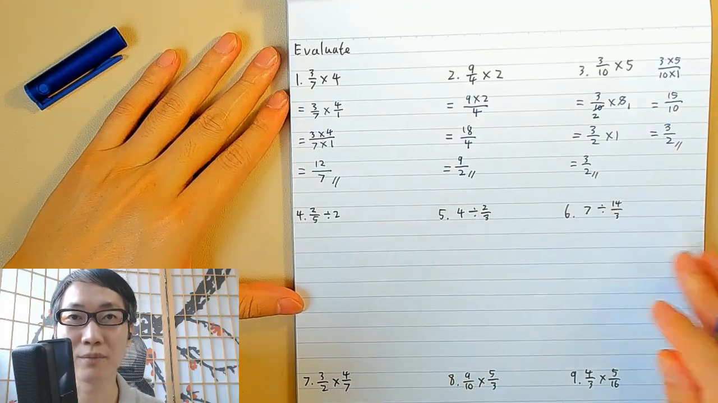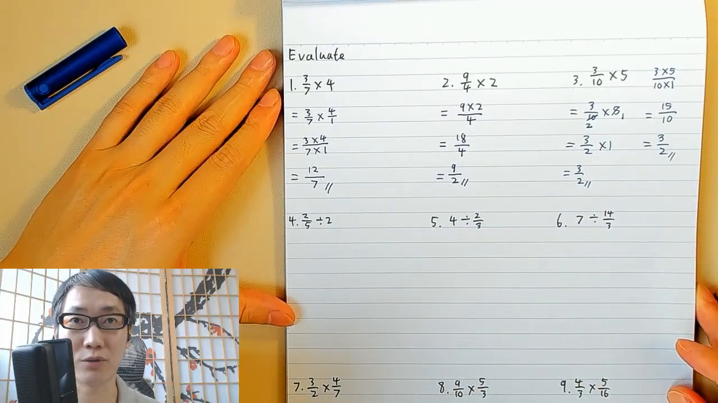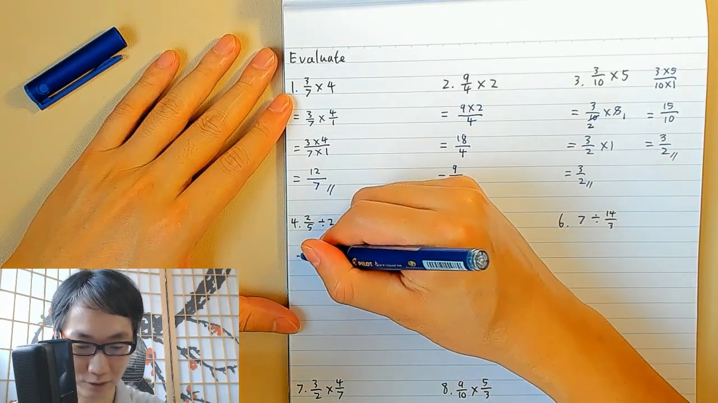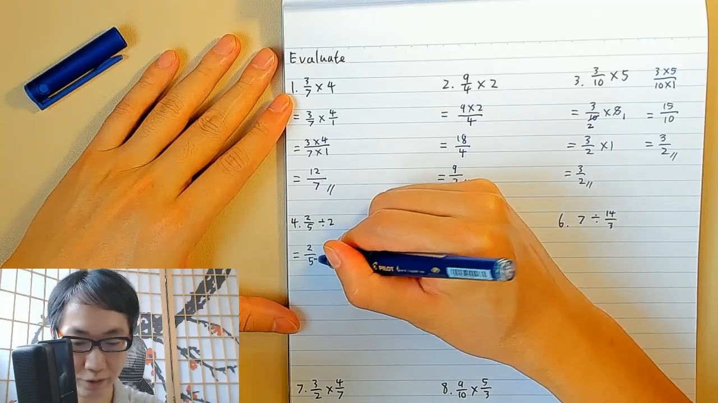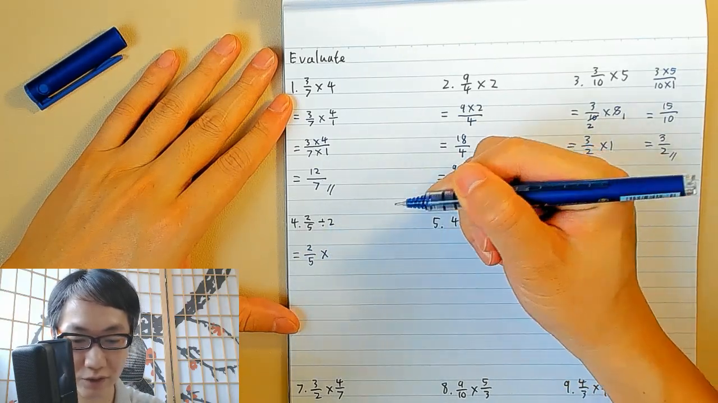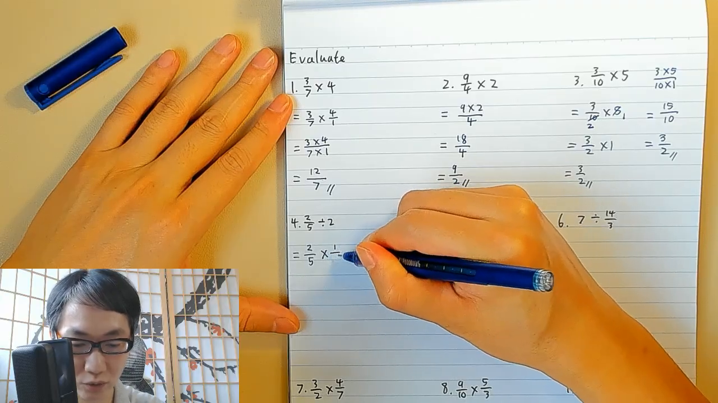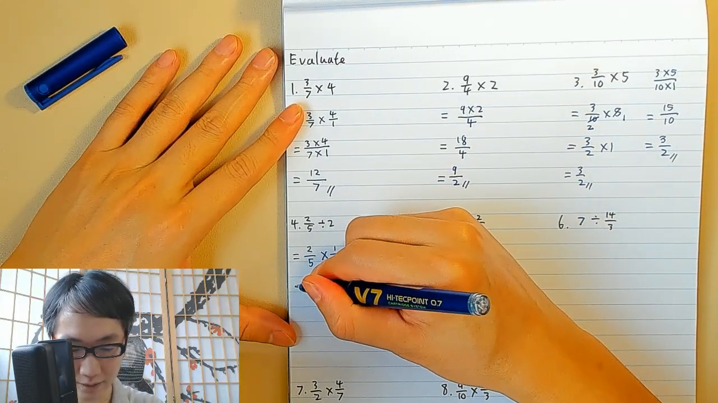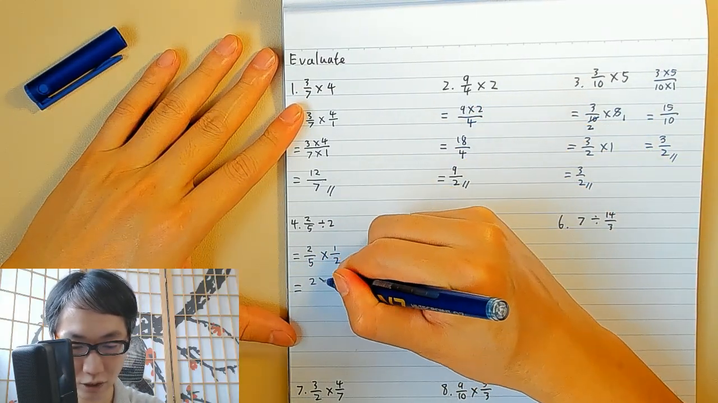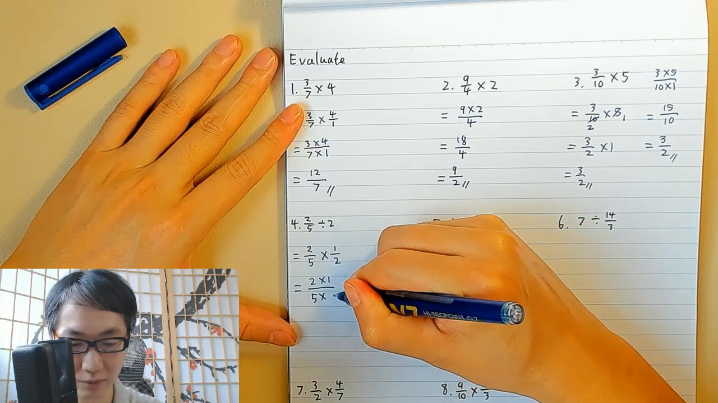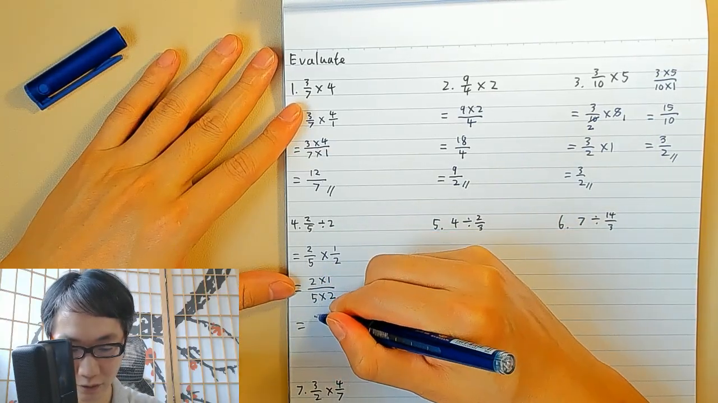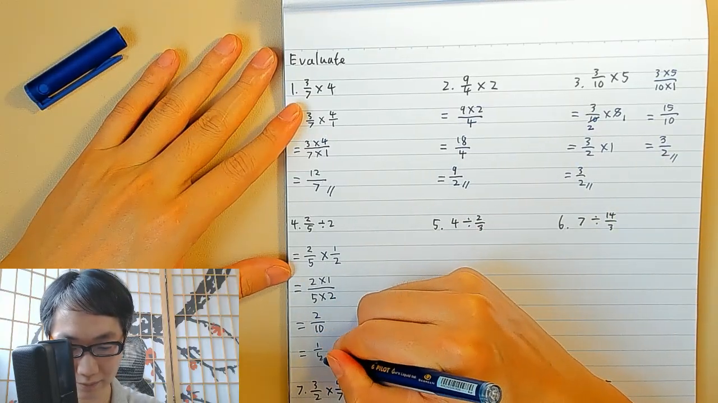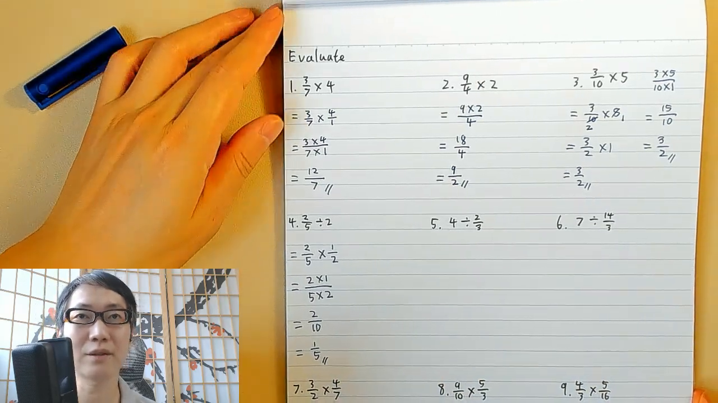Number 4. 2 over 5 is divided by 2. Whenever we see a division symbol, we always turn it into something else. So this is equal to 2 over 5 multiplied by the inverse of it. The inverse of 2 is 1 over 2 because 2 is 2 over 1. And numerators multiply together, denominators multiply together, 2 over 10. Then we have 1 over 5.